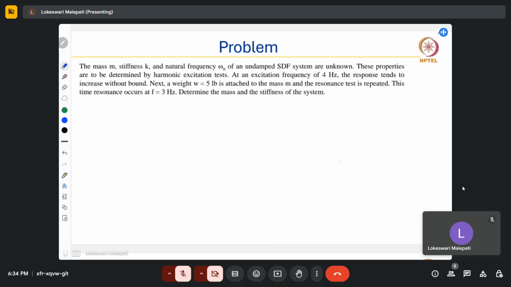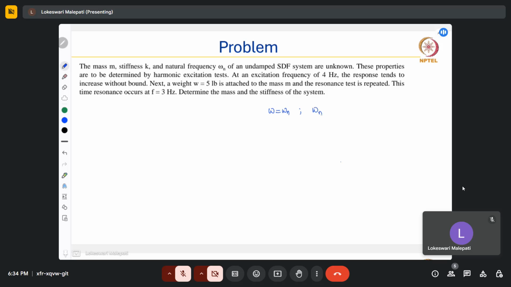So, the mass m, stiffness k, and natural frequency omega n of an undamped SDF system are unknown. These properties are to be determined by harmonic excitation tests. At an excitation frequency of 4 Hz, the response tends to increase without bound. So that means when an excitation frequency of 4 Hz is applied, the response is increasing without bound, means it's the resonance frequency. That means the excitation frequency will be equal to omega n. Next, a weight W equal to 5 pounds is attached to the mass m, and the resonance test is repeated.